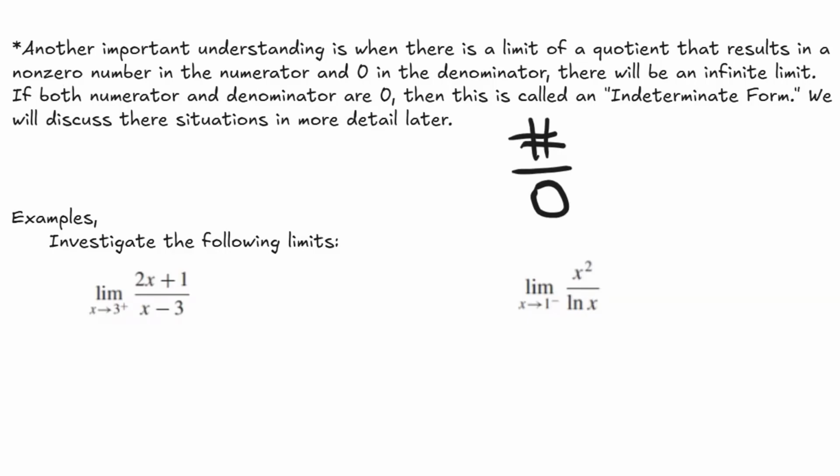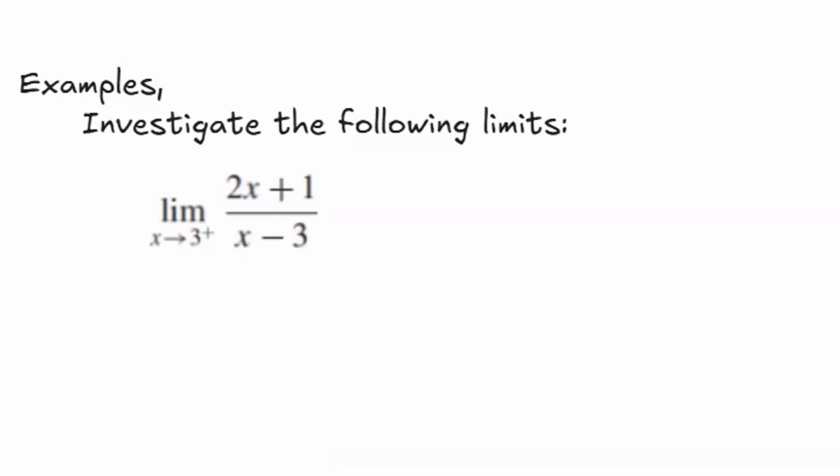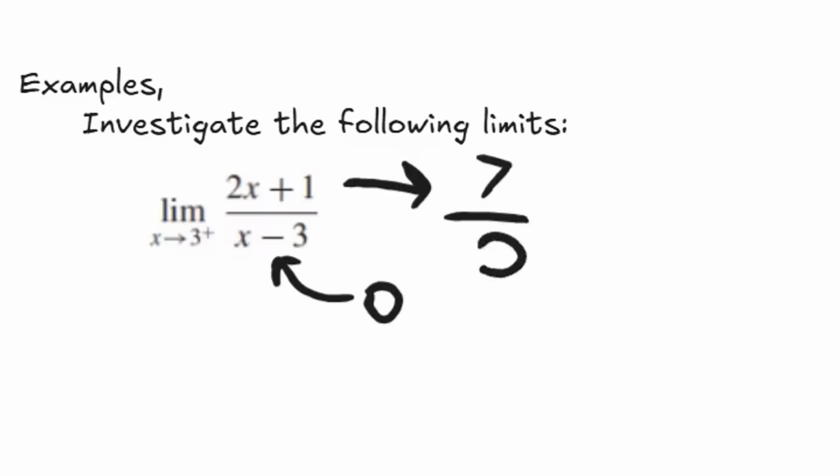Let's go ahead and look at a couple examples here where this is the case, because the limit as x approaches 3 from the right of 2x plus 1 over x minus 3, you cannot use direct substitution because that would result in 0 in the denominator. So we can think about this. As x approaches 3 from the right, the numerator is going to approach 7, because that's just a polynomial, and the denominator is going to approach 0.